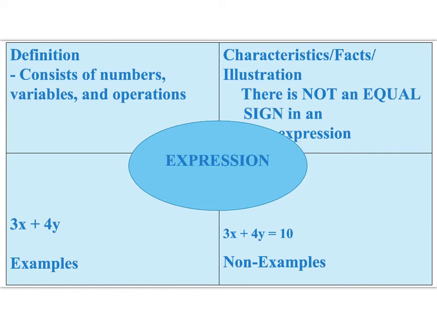So looking at our examples and non-examples, the example is 3x plus 4. This is an expression. The non-example is 3x plus 4 equals 10. It could equal anything, but the reason that it's not an expression is because it has the equal sign. Equal signs are never allowed in an expression.